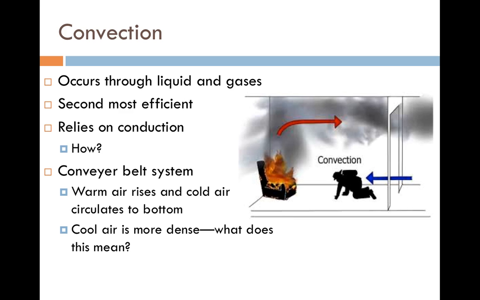So in the photo, you would see the cool air is circulating to the bottom, but as it's pushed more towards the burning sofa or chair, I guess that is, the air heats up and gets excited and moves to the top in a circle, and then as it loses heat and is being moved away from the heat source, it goes back down and sinks, becomes more dense, and the cycle just continues to repeat itself.